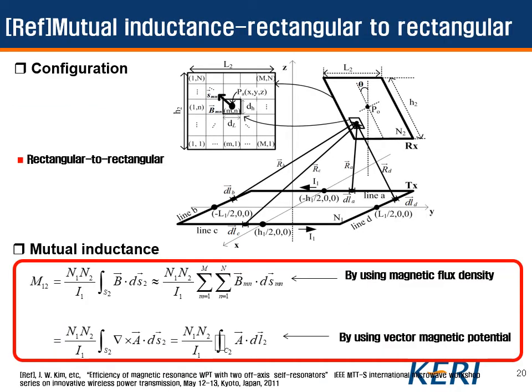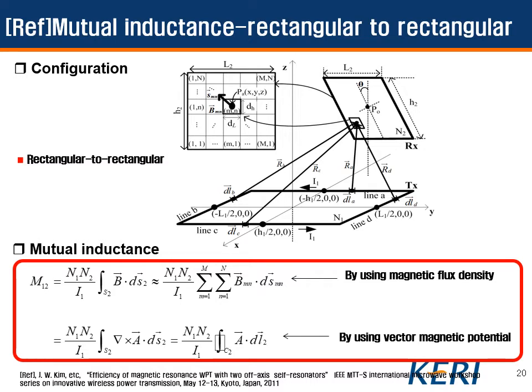In the previous slides, the impedance matrix is very important to calculate AC resistance. The impedance matrix consists of RDC and mutual inductance. Therefore, mutual inductance calculation is very important to calculate AC resistance. Now, I would like to show some examples to calculate the mutual inductance in some cases.